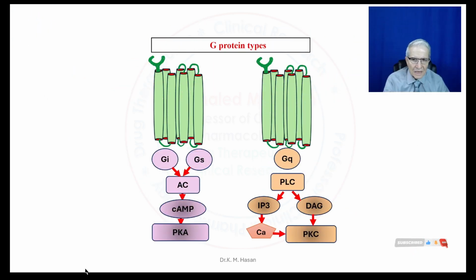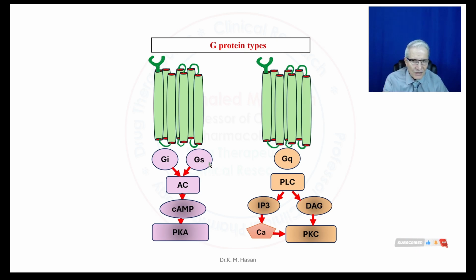Speaking about types of G protein, as you see here, we have Gs protein, which stands for stimulatory protein, and Gi protein, which stands for inhibitory protein. Then we have Gq protein. So I will start with Gs protein.